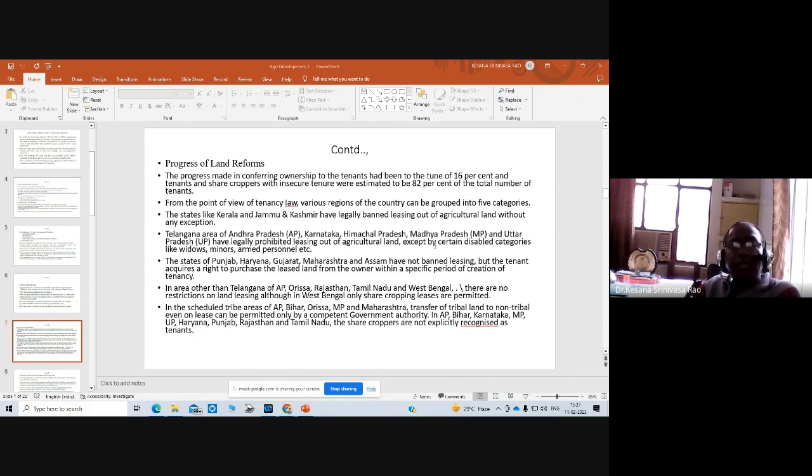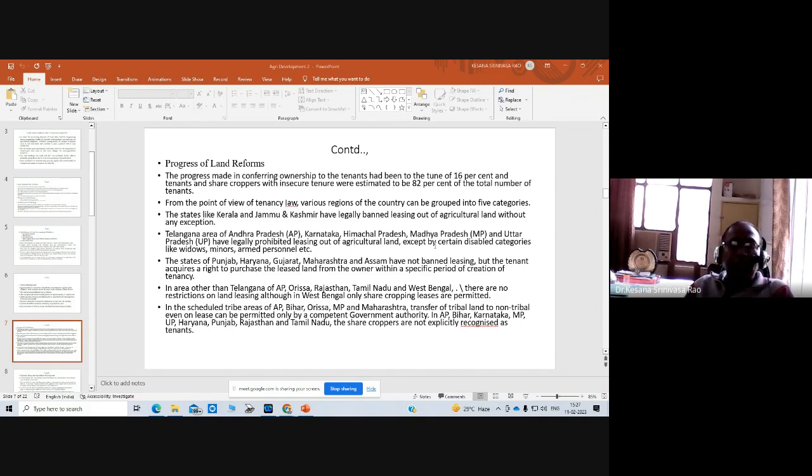The states like Kerala and Jammu Kashmir have legally banned leasing out of agricultural land without any exception. Kerala is in the extreme south, and Jammu Kashmir is at the top of India. Telangana area of Andhra Pradesh, Karnataka, Himachal Pradesh, Madhya Pradesh, and Uttar Pradesh have legally prohibited leasing out of agricultural land, except by certain disabled categories like widows, minors, armed personnel, etc.